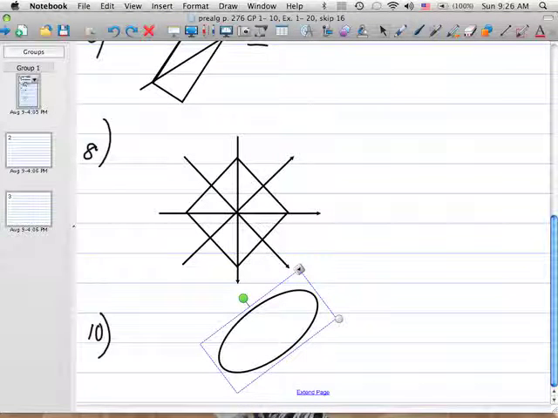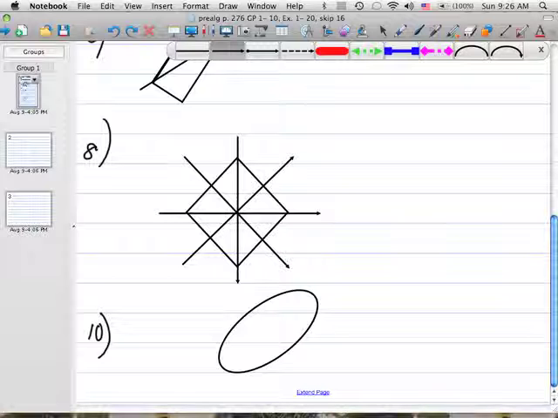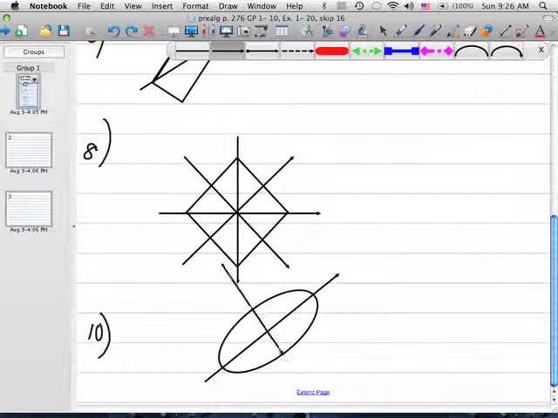You have it like this, and that does have a line of symmetry right through those two sides and this way.